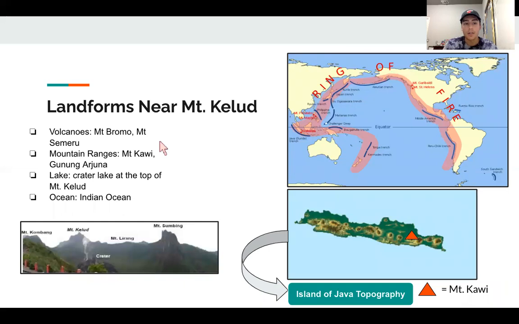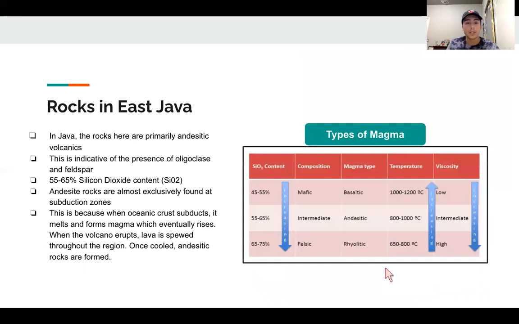And then obviously there's a crater lake at the top of Mount Kelud, along with the Indian Ocean, which is the southern border of Indonesia. And these pictures do a good job showing how we see these mountain ranges and volcanoes so close together. And this shows the island topography and shows Mount Kauai, which is very close to Mount Kelud in East Java.